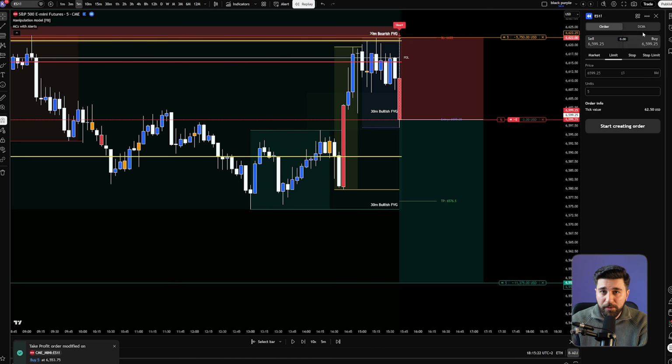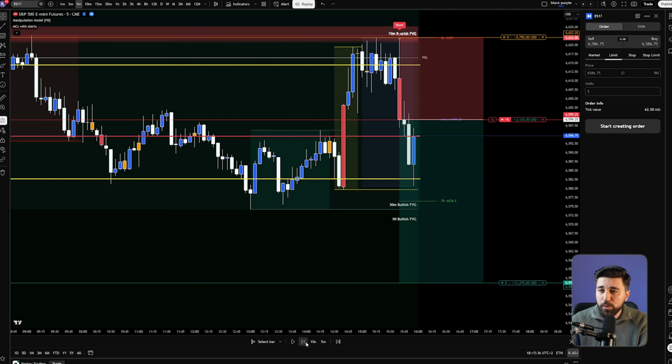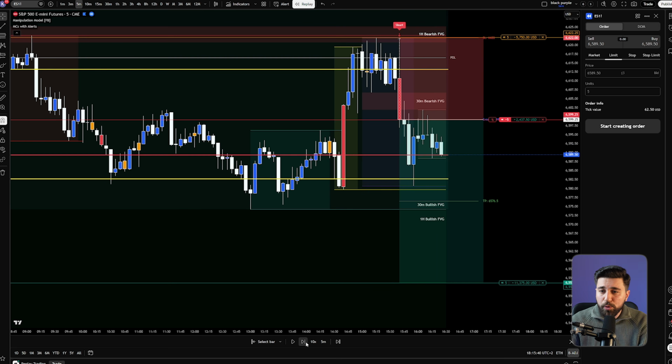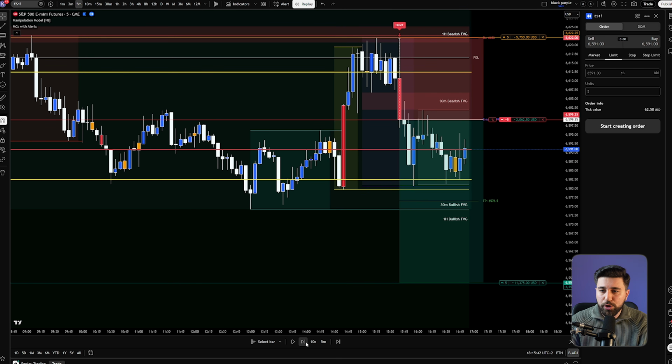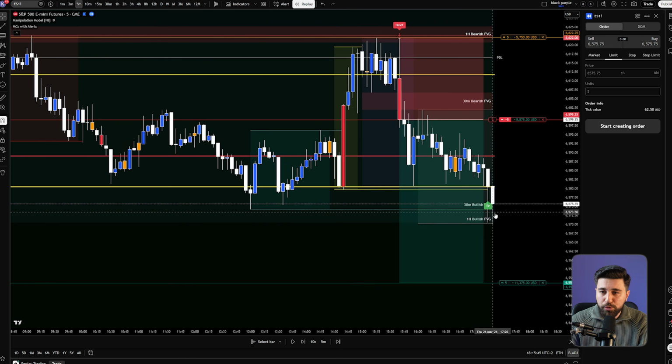So we do have a very high win rate, but now we also have an extremely high risk reward ratio as well. So now we have the position in, and what we're gonna do is just wait for the 1 to 1 and then move our stop loss to break even, so the trade is risk free.